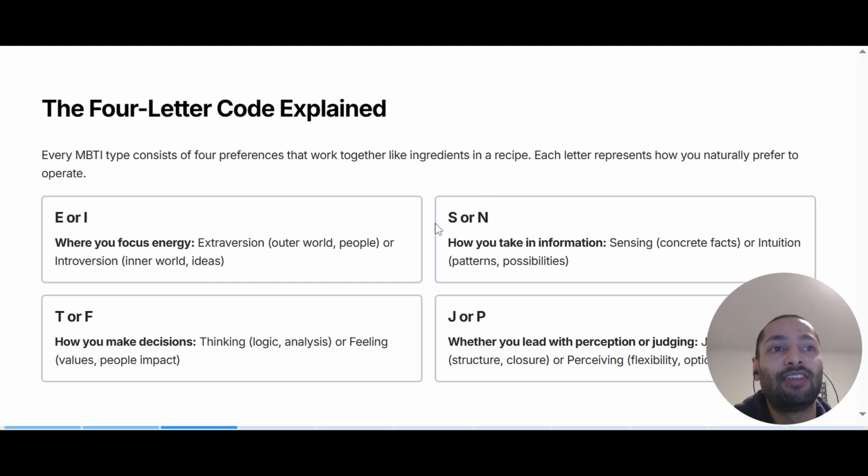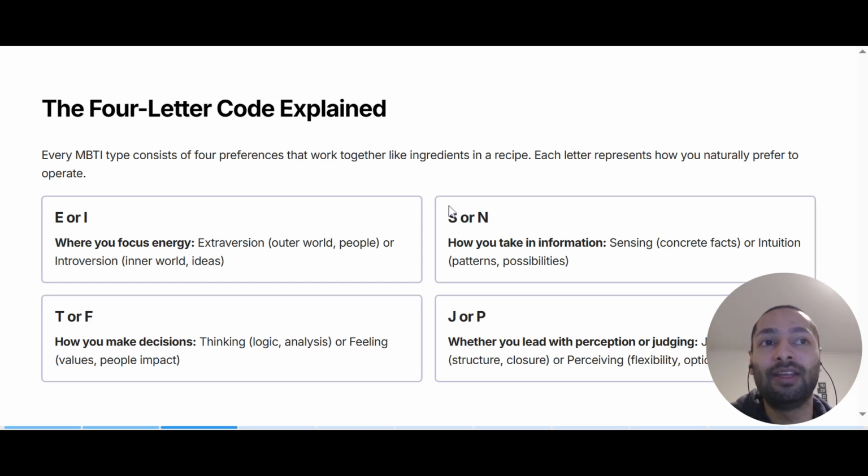So the second letter is S or N. So you will see the second letter can only be those two. They're based on how you take in information. So these are the perception functions. So this is how you view reality. So all of the 16 types have a different way they view reality, some overlapping.